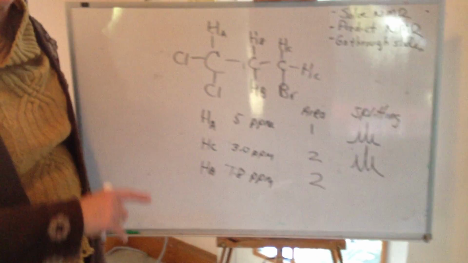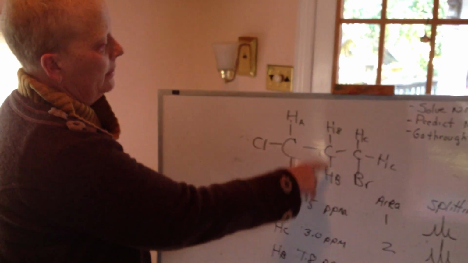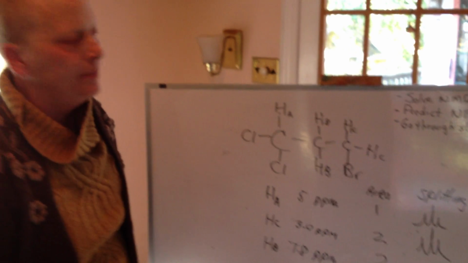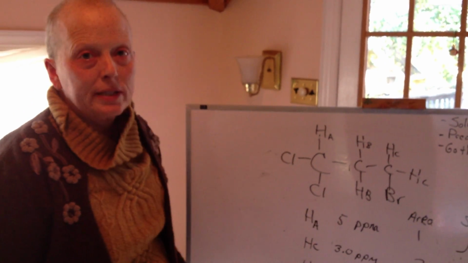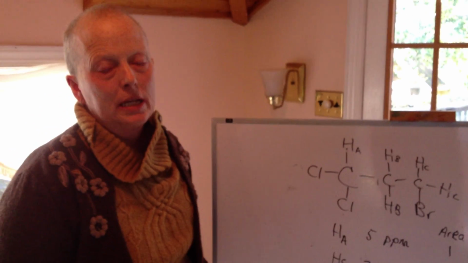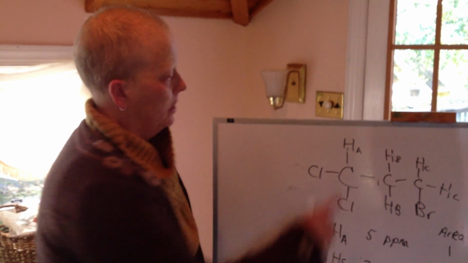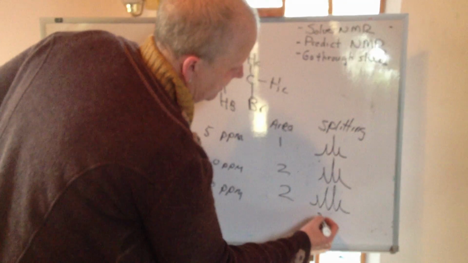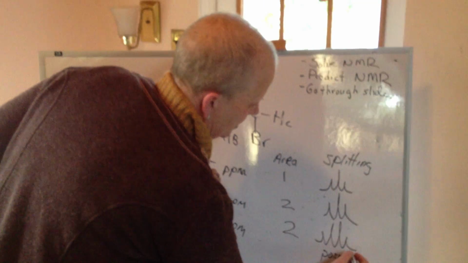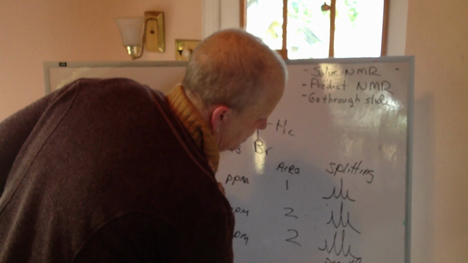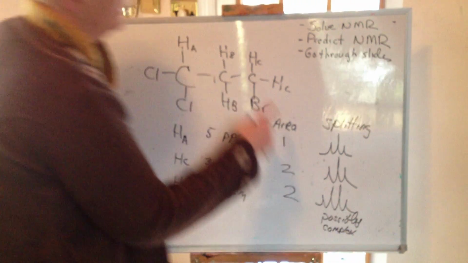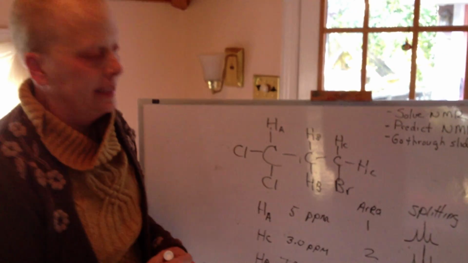Okay, I'm going to draw this in spectral form in a minute. And then the HBs have an HA on one side and 2 HCs on the other side. This could be a quartet, or it could look like some sort of complex multiplet because they're not exactly the same. So right now I'll say quartet, but I'll put possibly, and we'll get into complex splitting next semester, possibly complex splitting. And again, this is because the 2 sides are not identical.